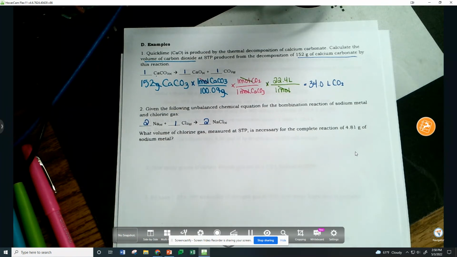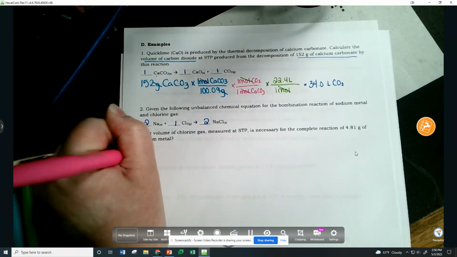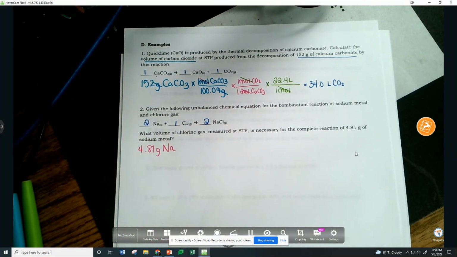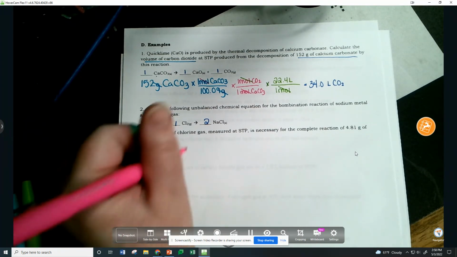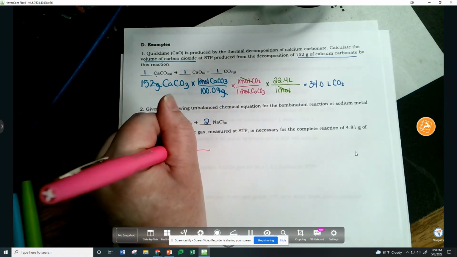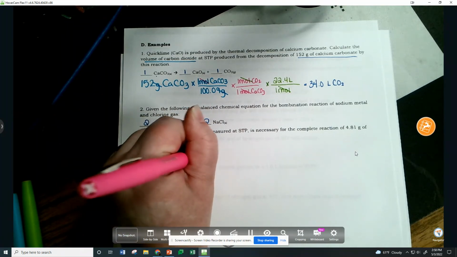Like the previous problem, number 1 up above, we have a given, and this is 4.81 grams of sodium metal, so just Na. And it wants to know how much in liters do we need of the chlorine gas for that all to be reacted. Like before, the only thing we can do here is change grams of sodium into moles of sodium because it is a solid and it's in the unit grams. So the molar mass of sodium, according to the periodic table, is 22.99 grams.